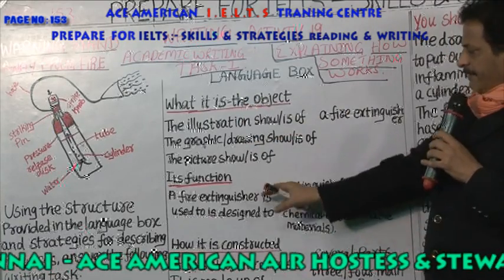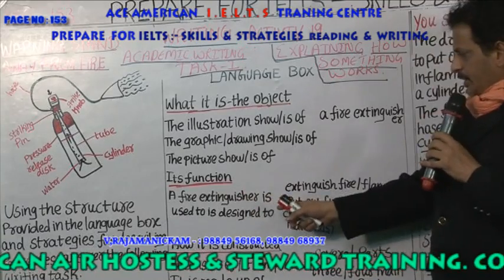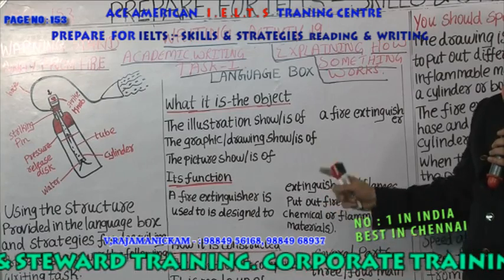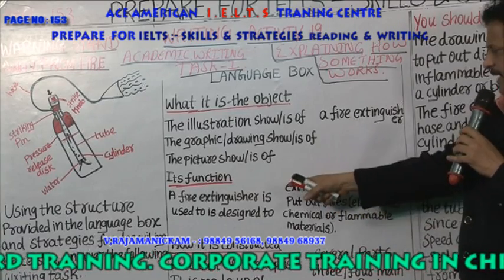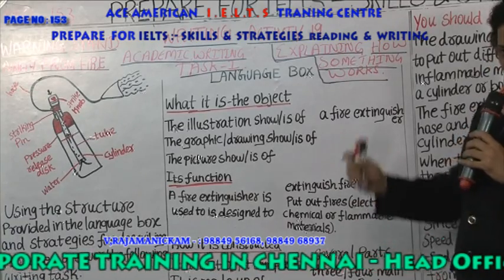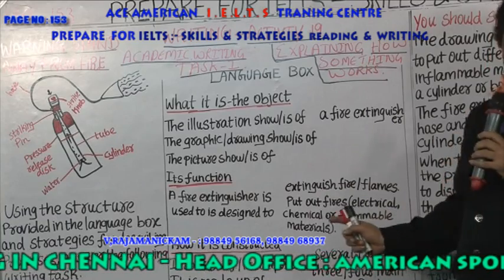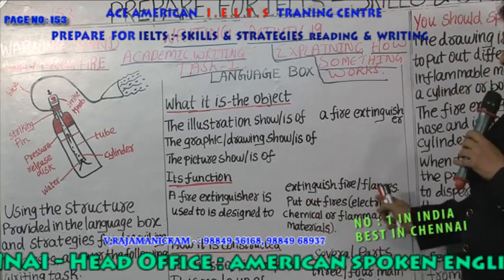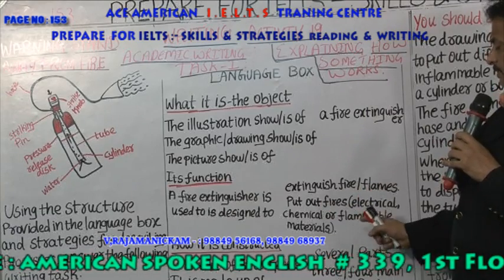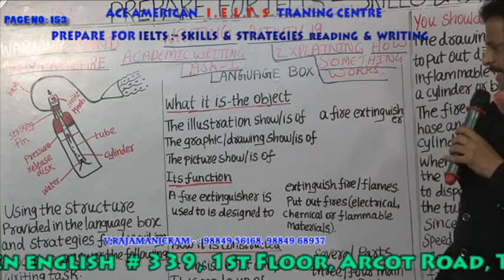And in the second paragraph you can say the functions of this object. A fire extinguisher is designed to do what? To extinguish the fire, to put off the flames, to put out the fire. What type of fire? Fire is caused from what? From electrical short circuits, from chemicals, or from flammable materials. Flammable materials means burnable materials.